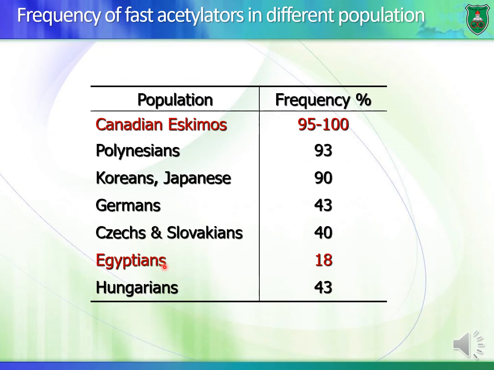Just to show you ethnic differences in acetylation of such drugs, notice these are the frequency of fast acetylators in different populations. Now look at these numbers right here. For example, with the Canadian Eskimos and Eastern Asians, Koreans or Japanese, 90% of the population is fast acetylators. But compare this to Egyptians. They look like us in a way. About 20% of them are fast acetylators. So ethnicity is important in determining what dose is best for patients.